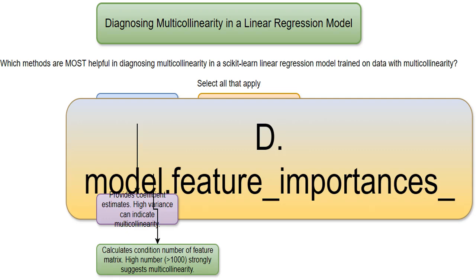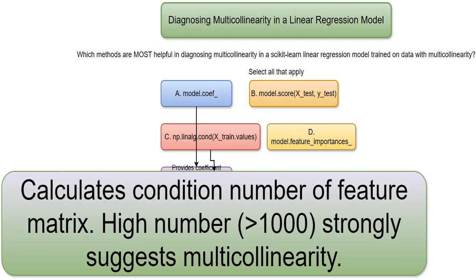Here, I see model.coef_. This gives you the coefficients of your linear regression model. If you have multicollinearity, these coefficients might be unexpectedly large, small, or even have signs that don't make intuitive sense. It's not a direct measure, but it flags a problem area. It's an indirect clue.